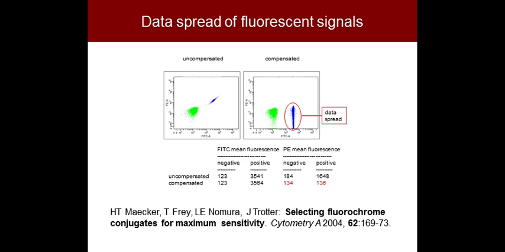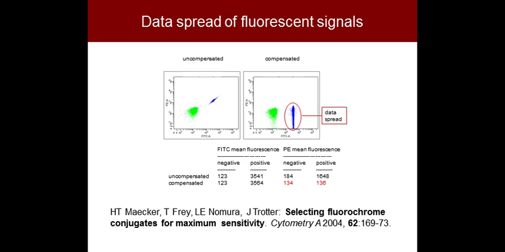And so you end up with the result on the right, which is compensated, and now you see that the blue population lines up in the y dimension with the green population. There is no net PE fluorescence to the blue population anymore after compensation. But what happened? Look at the spread of that blue population compared to how tight it was in the uncompensated condition.